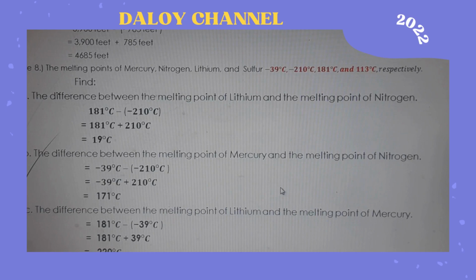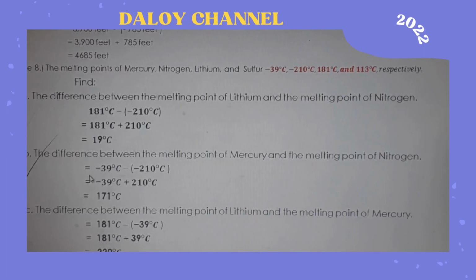Again, there's a correction here. By distributing the negative sign to the minus sign, it becomes positive 210 degrees Celsius, which will be directly added by 181. So instead of 19 degrees, please correct it. The sum of 210 plus 181, so we have 391 degrees Celsius is the answer.